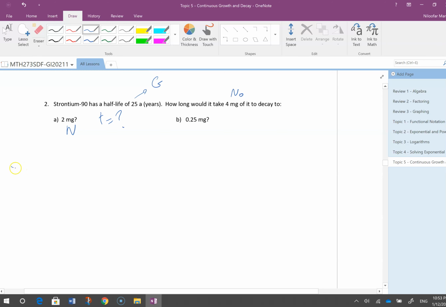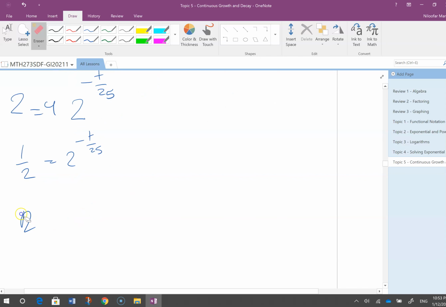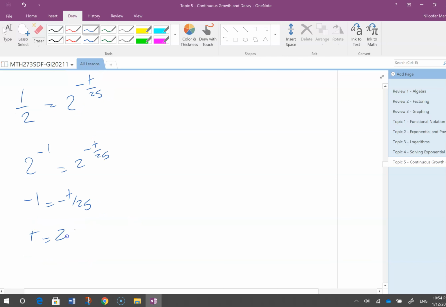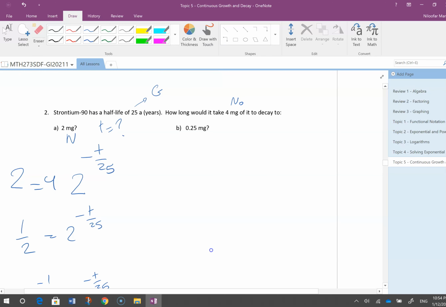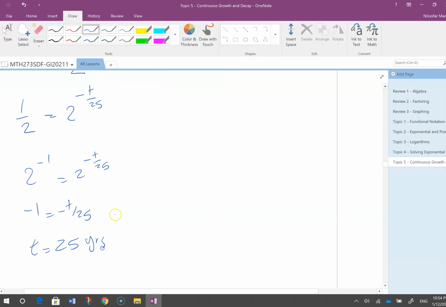So it is 2 equal 4 times 2 power minus T over 25. So it is 1 over 2, and I do step by step. 1 over 2 is 2 power minus 1, so 2 power minus 1 equals 2 power minus T over 25. And minus 1 equals minus T over 25, and T is 25 years. Is it 25 years or hours? Okay, years, yes.